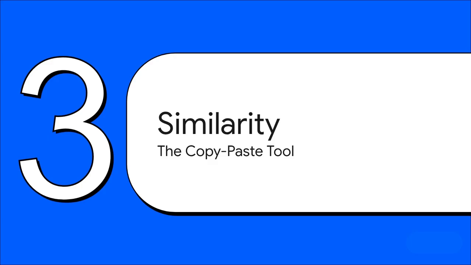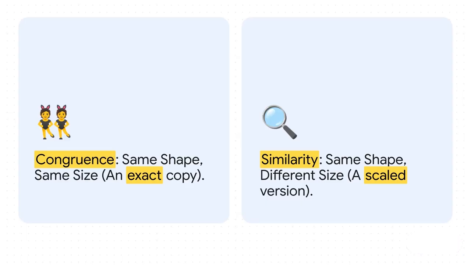All right, so we've got the rules for a single triangle down pat. But what happens when you have two triangles? How do we compare them? Well, that brings us to our next big idea, what I like to call the copy-paste tool of geometry, similarity. So let's get this straight because it's really important. You've got two main ways to compare triangles.